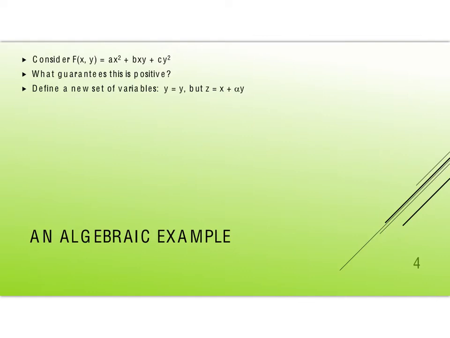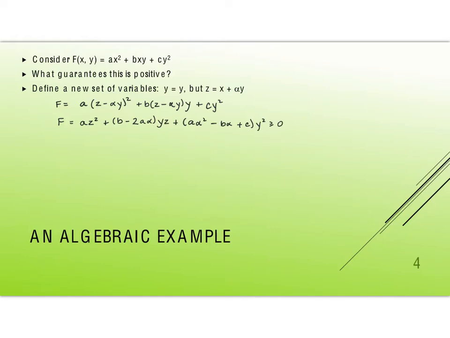So one way to do this is we can define some new variables. We'll just use y as y, but for z I'm going to combine the x and y variables by adding x plus alpha y for some variable alpha. So let's make this substitution. I can now go through and multiply these expressions out to get a simpler form.